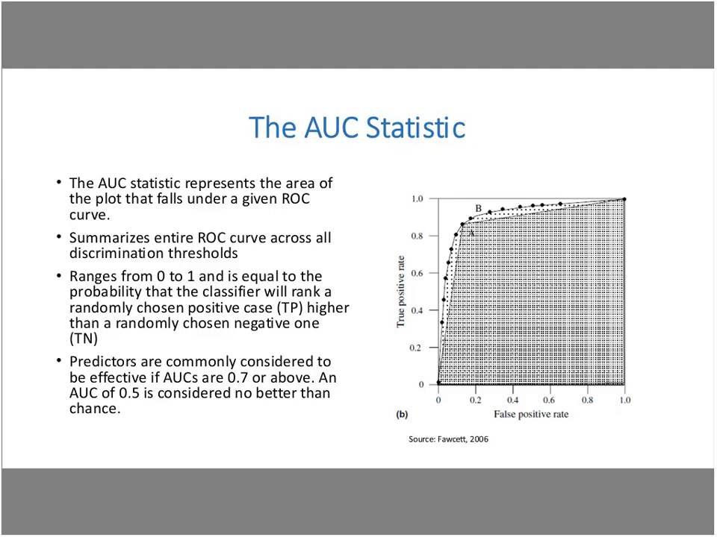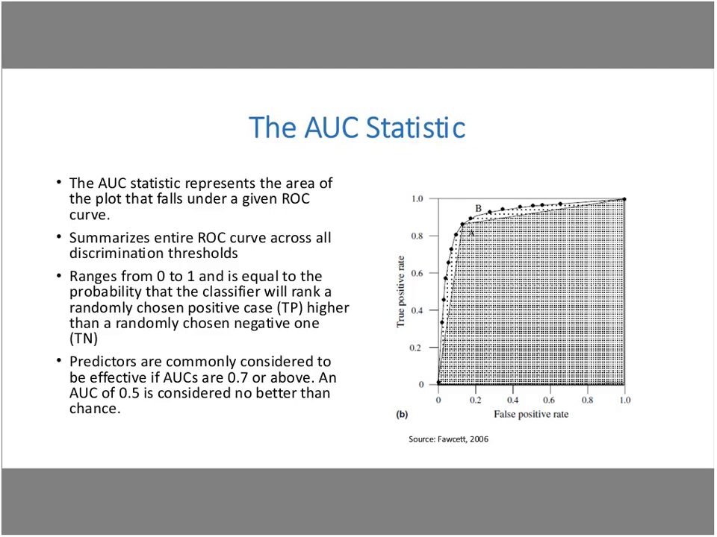Now, in terms of how this can be interpreted, this is a number that's going to range from 0 to 1, meaning that 0 would be none of the area under the curve, and 1 is all of it is under the curve. Mathematically, it's equal to the probability that a given classifier will rank a randomly chosen positive case, that's a true positive, higher than a randomly chosen negative one, which is a technical way of saying that it's giving you a sense of the probability that it would classify a randomly selected case correctly.